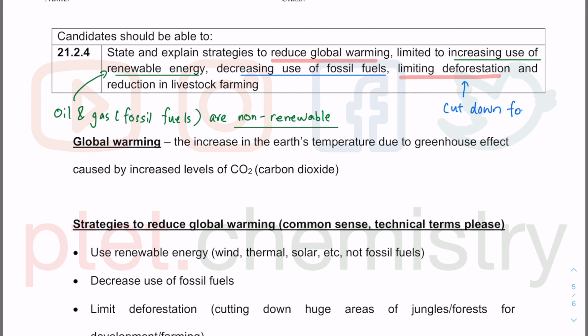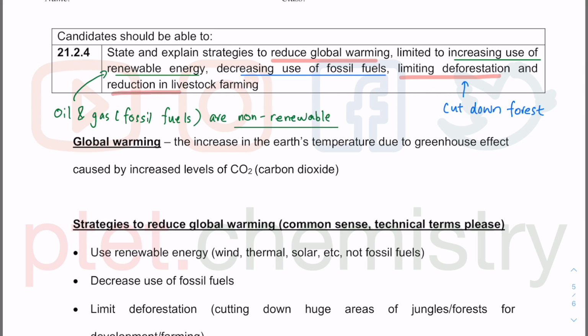Okay, so you don't want to cut down too many forests, because the more trees you have, the more photosynthesis you have, and photosynthesis will take away the carbon dioxide. If you don't have enough trees, the carbon dioxide stays longer in the atmosphere, and those are greenhouse gases that can cause global warming. The whole world is getting hotter and hotter.